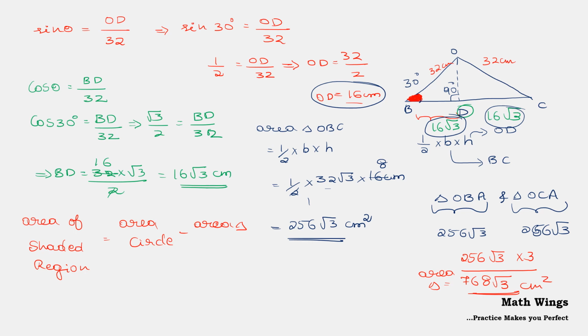Now, what do we have as the area of circle? Area of circle is equal to 22,528 divided by 7 minus area of triangle is 768 root 3. Therefore, what's the answer? We can write the answer as 22,528 divided by 7 minus 768 root 3 centimeter square. So here, no need to simplify. We can keep the answer as it is. We'll move on to the next.